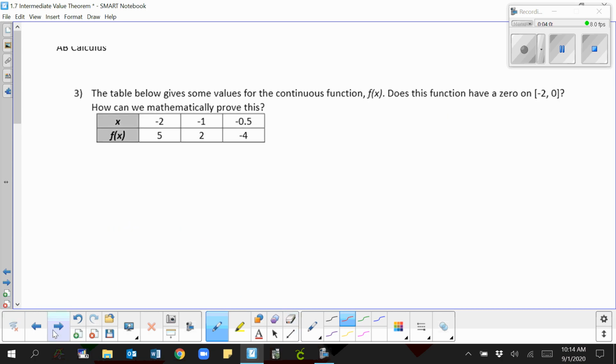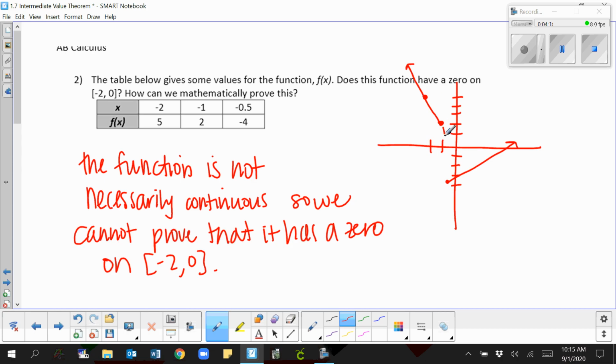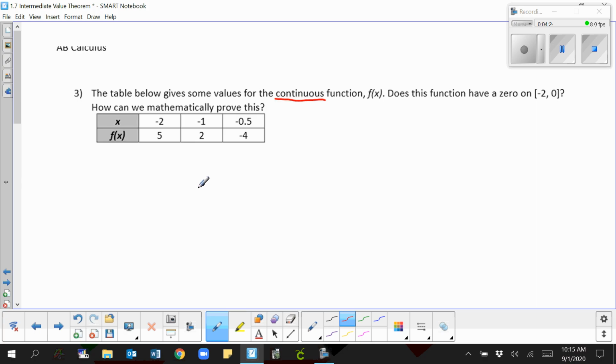Now, if we look at number 3 right here, it's the exact same thing, except this does tell us that it's a continuous function. So that means that I have this exact same graph, but I know that it has to be connected. So I can say yes, because at negative 2 right here, I've got a positive value, and at negative 0.5, I've got a negative value. So somewhere between those two, it has to cross my x-axis. Even at negative 1, I've got a positive value. So somewhere in between these two, it has to cross the x-axis. So I could even make the interval smaller.